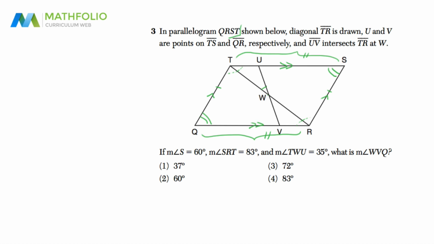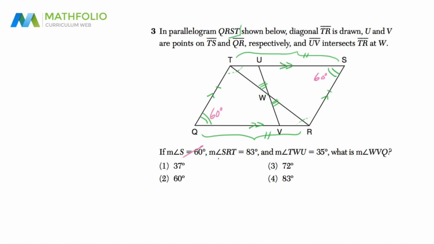So we also know that this here is congruent to this here because they're vertical angles. Alright, switching up the color. We're told the measurement of angle S is 60 degrees, so I'm going to write that in pink. If that's 60, we also know this is 60.